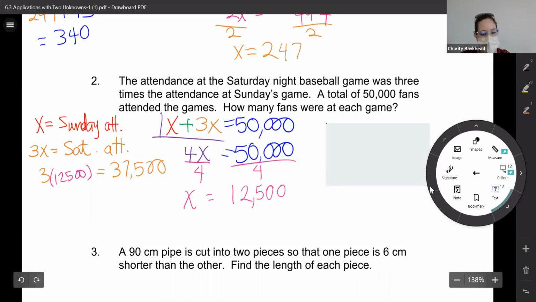So X was the Sunday, so 12,500 fans attended on Sunday and 37,500 fans attended on Saturday.